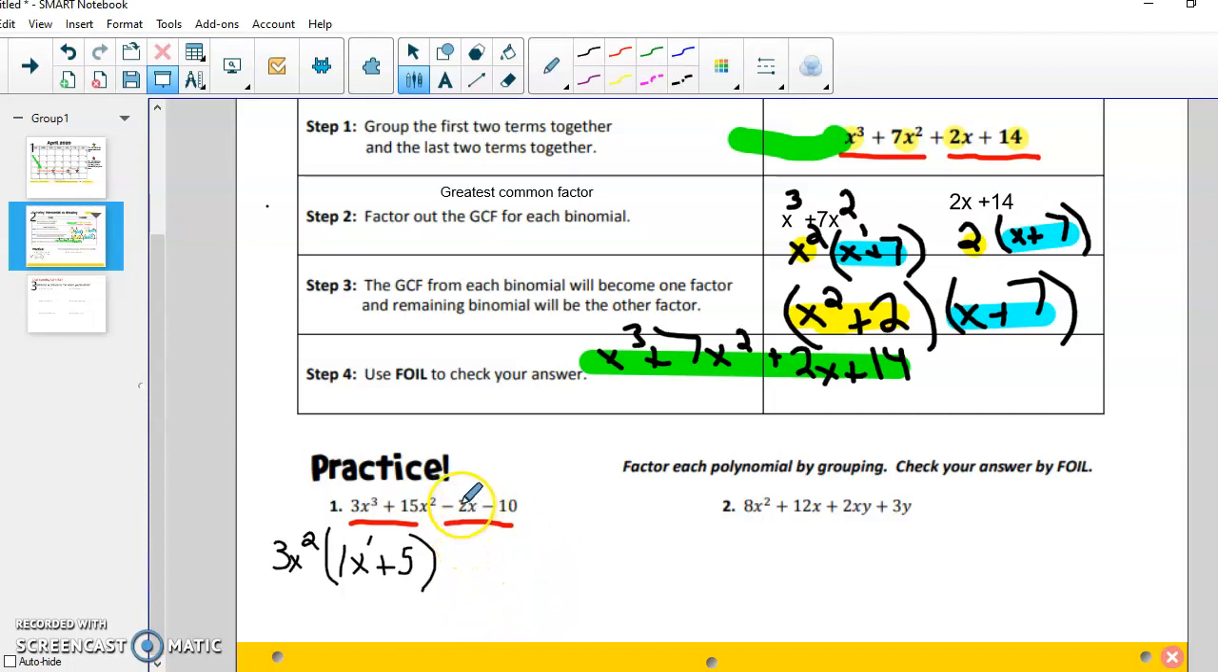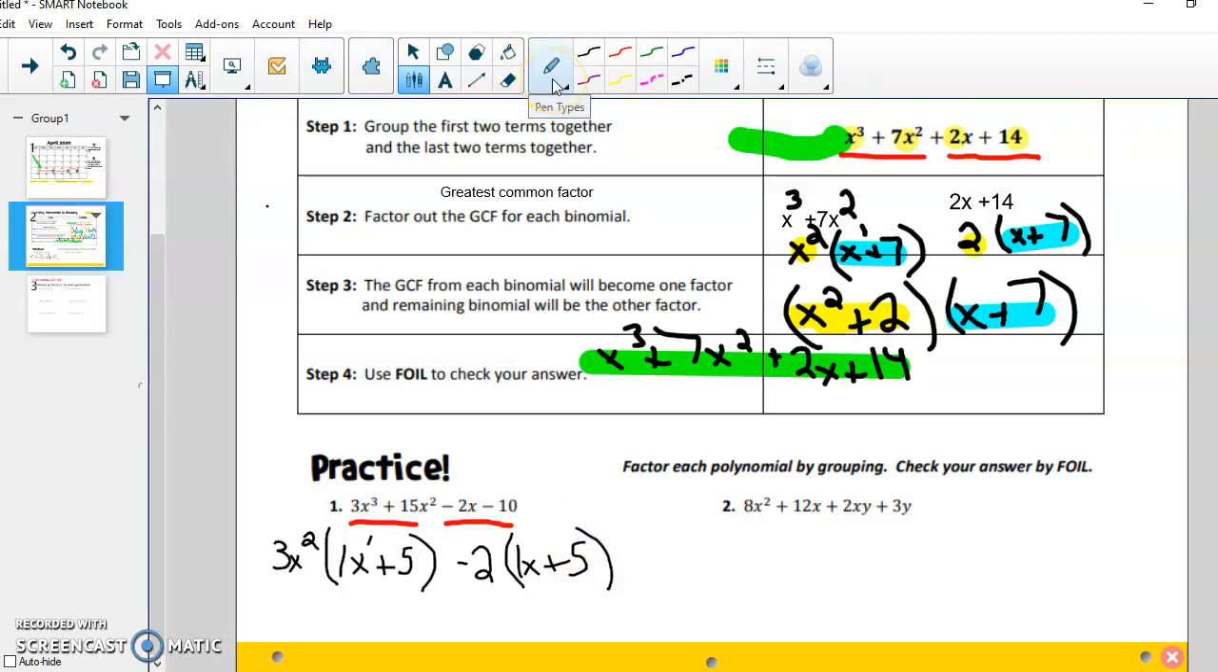So I'm going to say that both of them have a negative 2 that I could divide them by, but they don't have a letter they share, so I'm going to have to stop there. When I divide both of these terms by negative 2, I'm going to be left with 1x. 10 divided by negative 2 is going to leave me with a 5.